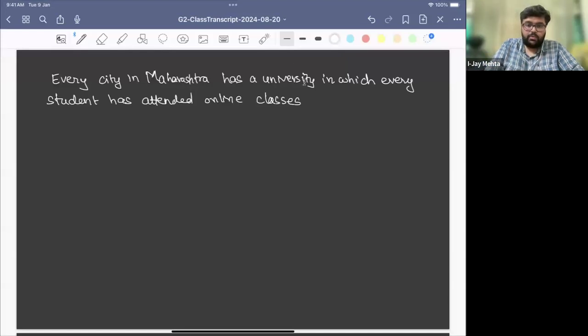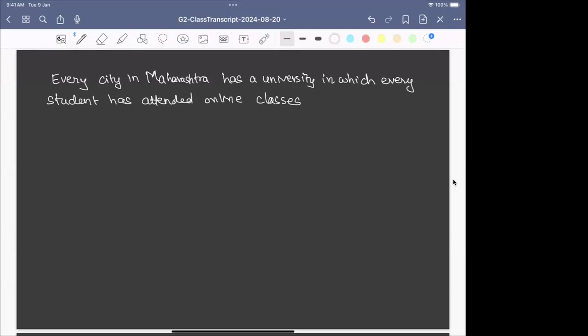Room number 8, Rahul. Room number 3, Siddhi. You said yes. Siddhi, are you there?